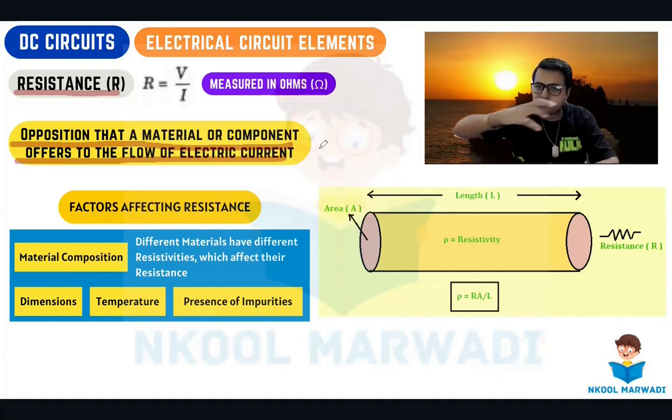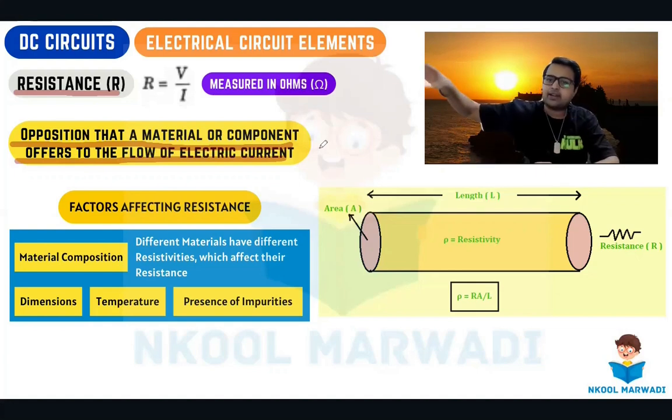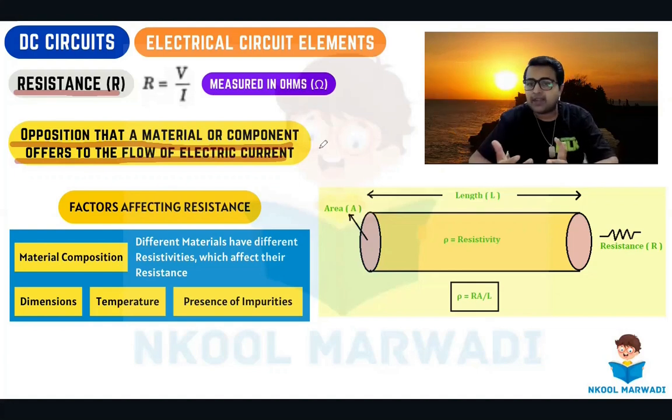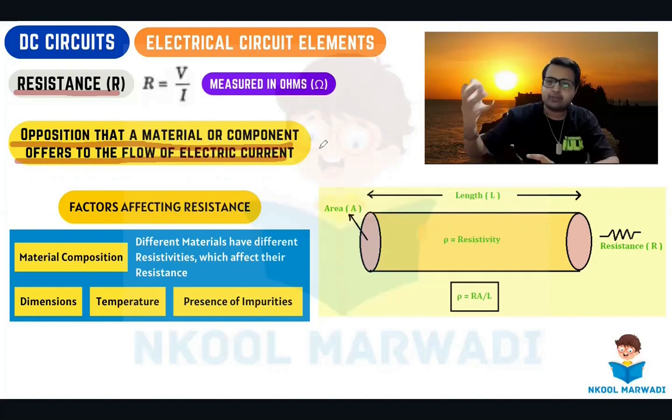So electrons will flow in a medium. Electricity always flows through a medium. It will not flow in the air. It needs a medium. The medium in which the electric current flows can offer some opposition to the flow. That opposition offered by the medium to the flow of charge, to the flow of current, is the resistance. Different materials may offer different sorts of opposition.